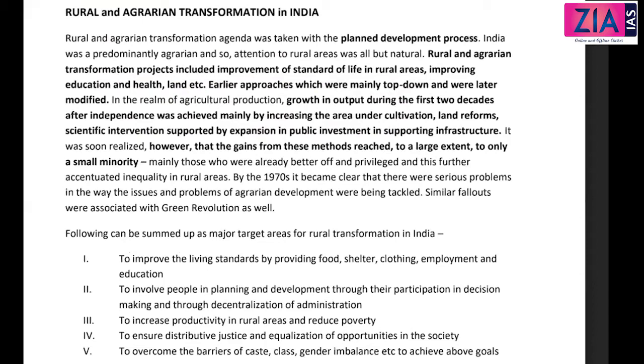And the Indian setup is mainly agrarian, right? Agriculture is very important, so strengthening and improving the agricultural setup, the rural or agrarian area, is very much important. Rural life improvement in terms of basic amenities, agriculture and everything was the initial focus, because the Indian economy was predominantly based on agriculture at that point of time. For that only we went for land reforms immediately after independence. So we went for a planned development process, as all of you know. Rural and agrarian transformation projects included improvement of standard of life in rural areas.